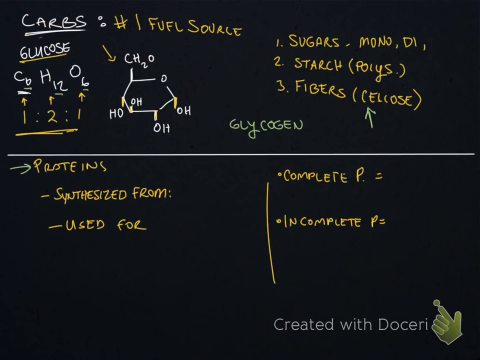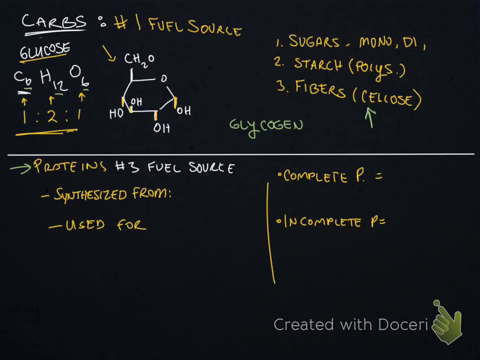Okay. So proteins. Proteins are not our number 2 source of fuel, but our number 3. Remember, proteins make up our muscles, and we don't want to use our muscles up before we use our fats, right? So that means fats is going to be our number 2 fuel source. Where do we get proteins from? Most of them, of course, come from animal products, but they really can be found anywhere. What are they used for?